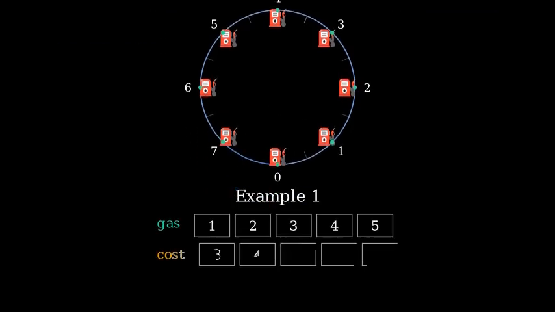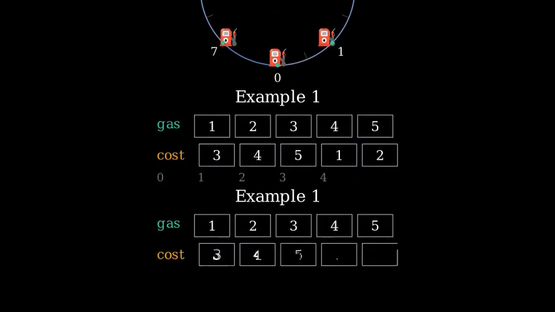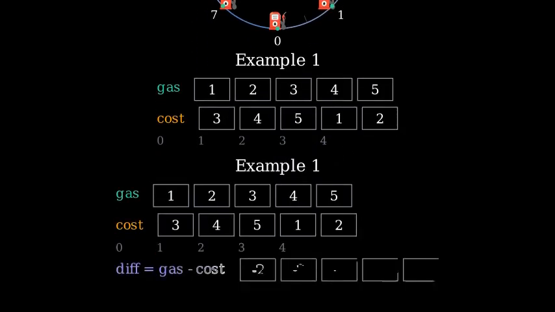Here is a first example. We will use 5 stations. This one has a unique valid start. We define diff of i equals gas of i minus cost of i. This captures the net change in your fuel on each hop.